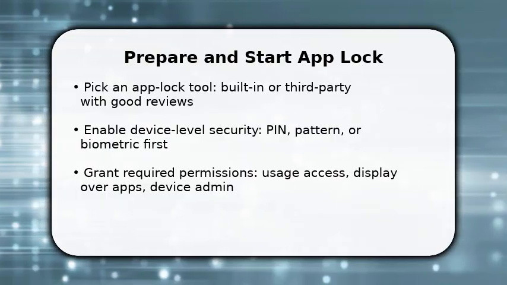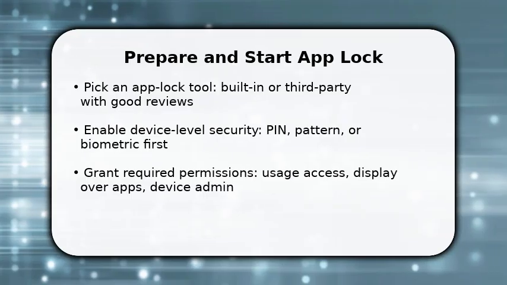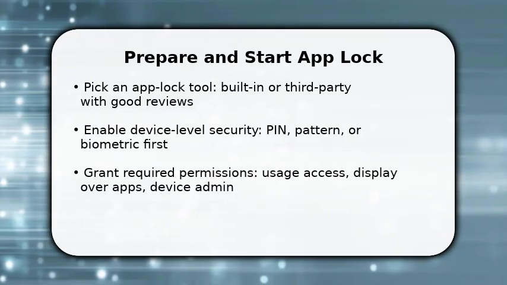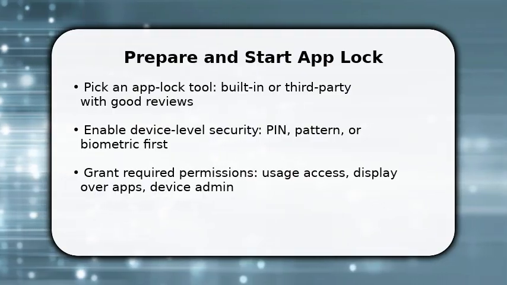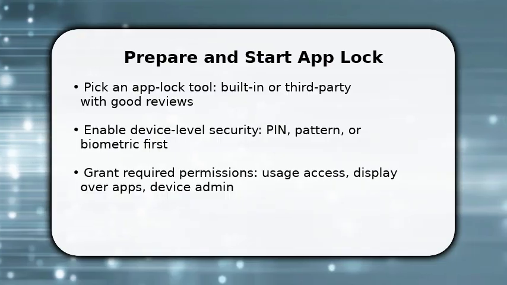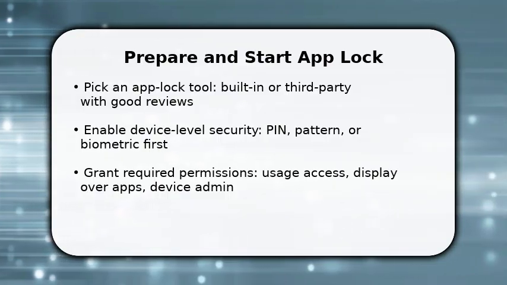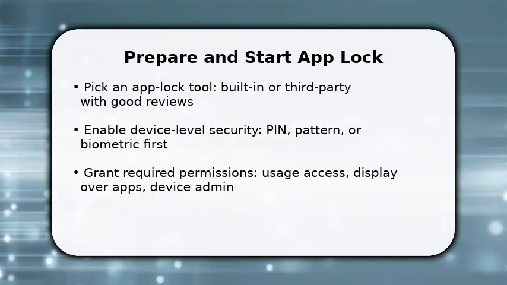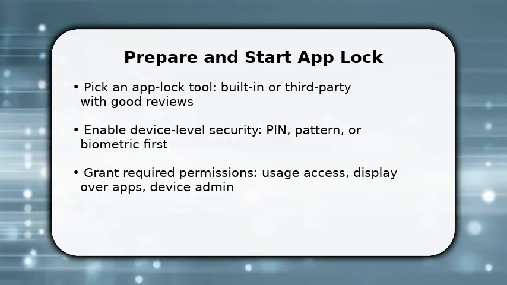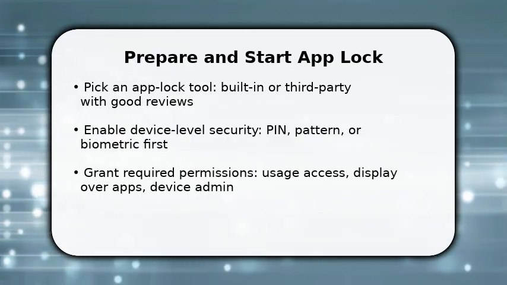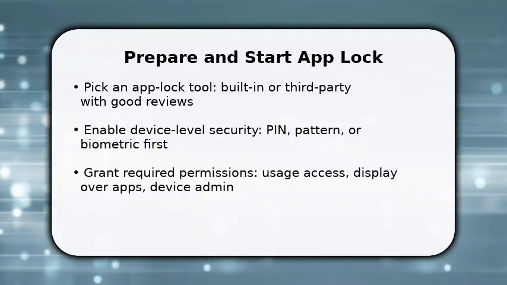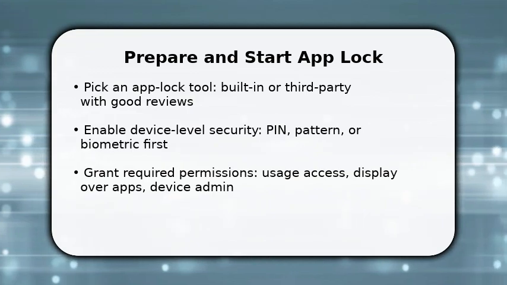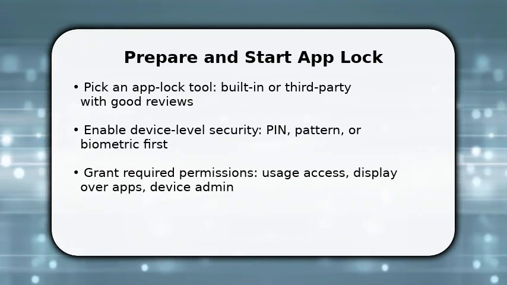You begin by choosing the app lock method that fits your device and risk level, built-in for simplicity, third-party for features. Set a strong device lock first so the app lock has a foundation. Once done, install the app and immediately grant critical permissions like usage access, overlay, and device admin if prompted. These allow it to monitor and lock apps. Make sure to note recovery options and a secure master PIN or biometric enrollment before moving to configuration.